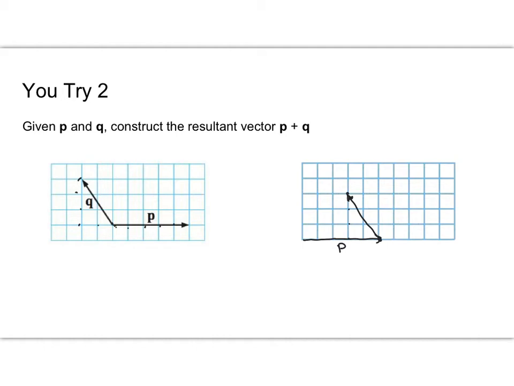And then when I draw my resultant vector, I start here at the beginning and end at the tip of vector Q. Oh, I forgot to write Q. Imagine that. Me forgetting something. Okay, so there's my resultant vector P plus Q.